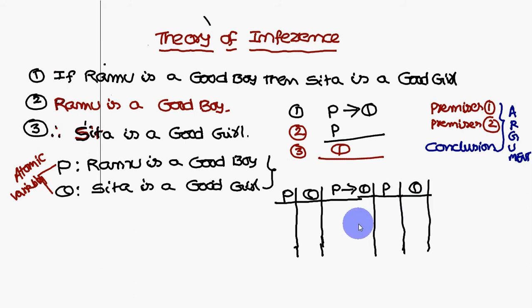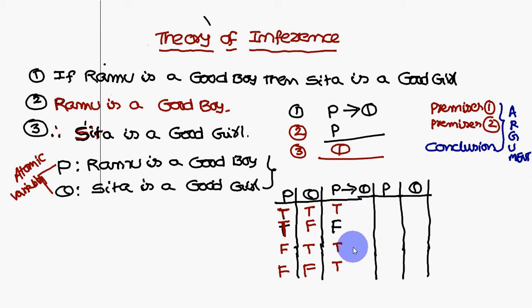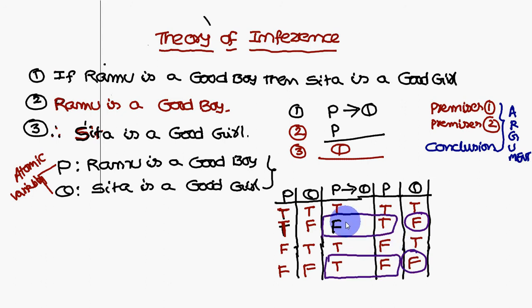So how will you do? First you have to write P and Q, P conditional Q, next P and Q. So these are the truth values. P conditional Q values you already know. Just P values I am replacing here, Q values I am replacing here. So the last column is the conclusion column. In the conclusion column what you have to do? You have to circle the false values. The corresponding statement values you have to round.